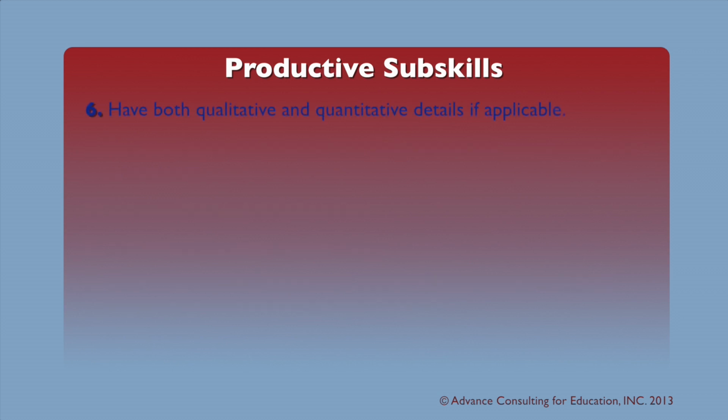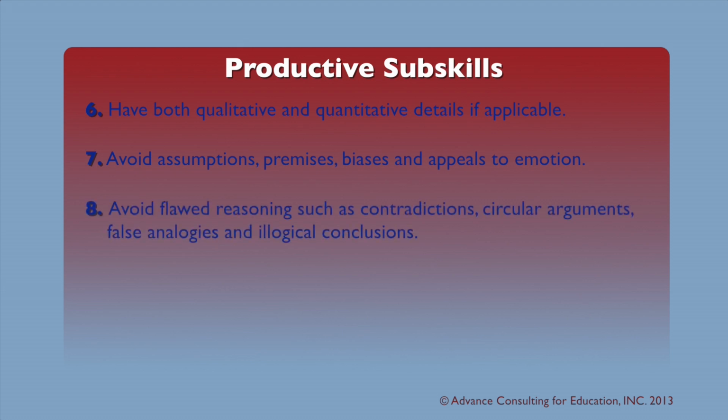Have both qualitative and quantitative details, if applicable. Avoid assumptions, premises, biases, and appeals to emotion. Avoid flawed reasoning, such as contradictions, circular arguments, false analogies, and illogical conclusions. Connect ideas so that the argument flows smoothly.